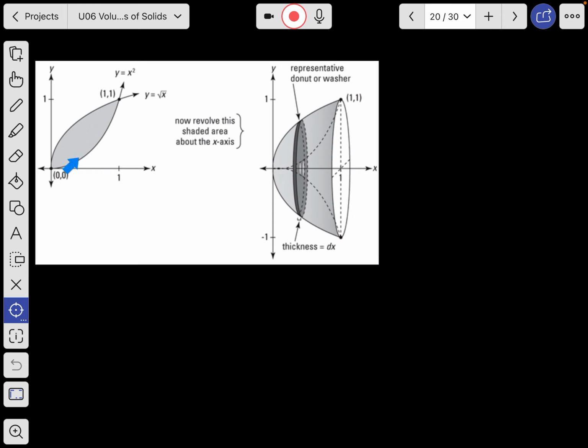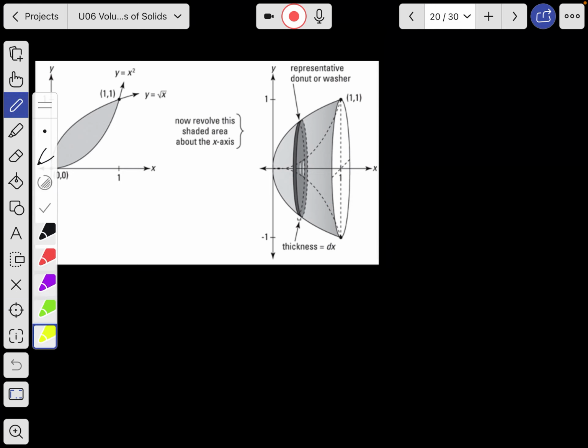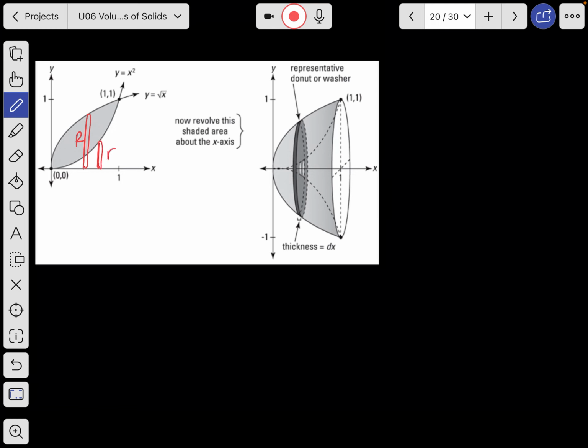So let's take a look at some examples. Here's the first one. When we rotate this figure around the x-axis, it's going to look like this. So we'll have this big hollow space in the middle. Okay, so let's get started. My bigger radius will be created right here. This is going to be my big R, and then from here to here, this is going to be my little r.